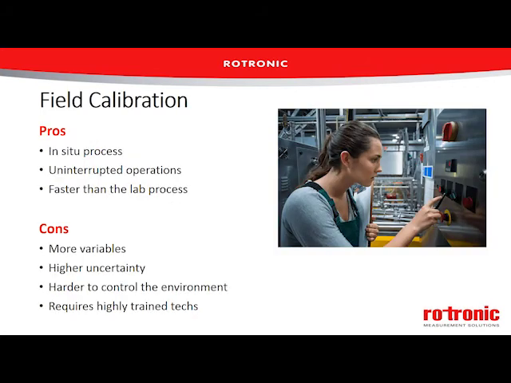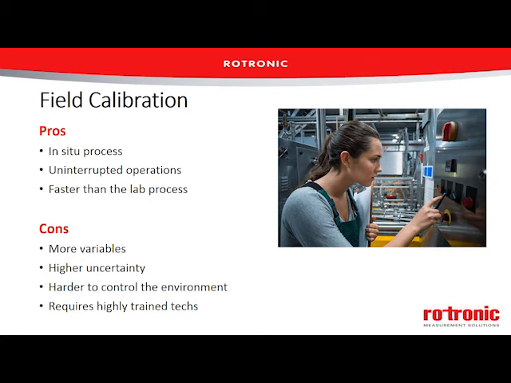Field calibration means you actually go out into the field where the instrument is located, in situ in many cases, and you do the calibration right there, sometimes even in the process or at least very close to the point of measure. The positive of this is you can usually do it without interrupting operations. Typically a field calibration is faster than a lab calibration simply because you don't have to ship it anywhere. You don't have to take that time to move it around.